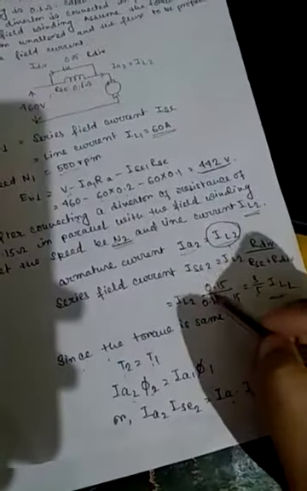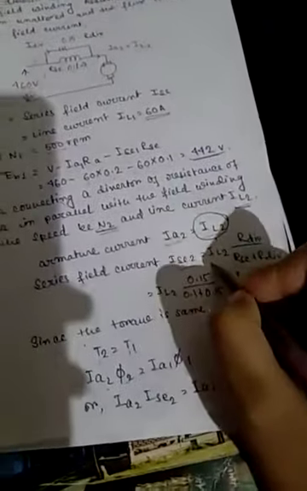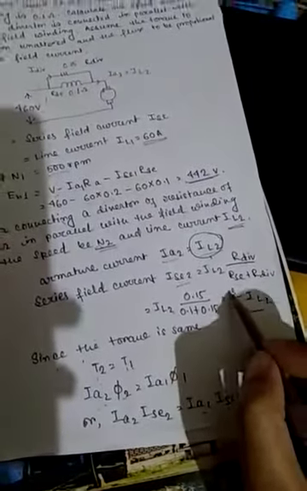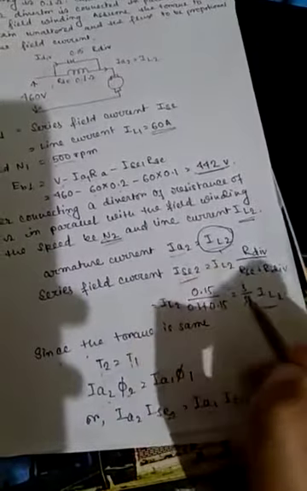As we know, in the second case also the armature current equals the line current. The field current should be the line current into the diverter resistance divided by the field resistance plus the diverter resistance. That is 3/5 of the line current. So the field current should be equal to 3/5 of the line current.